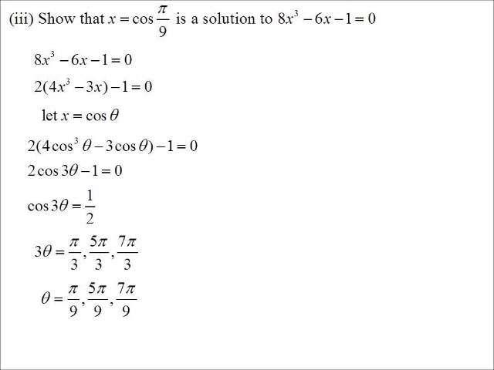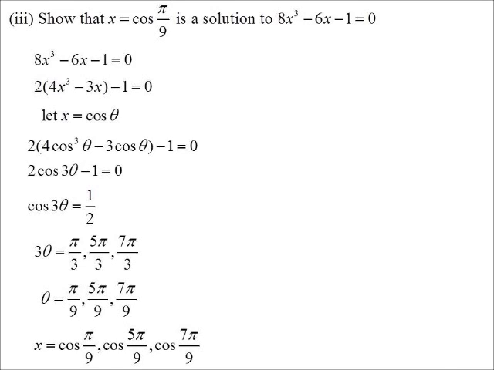So 3 theta will be pi/3. The next solution will be 5 pi/3. And the next solution, 7 pi/3. Now, why did I stop there? Well, the reason I stopped there is it's a cubic. And I know we're going to have no more than 3 solutions to a cubic. Remember, we saw that in polynomials. The order is 3, maximum of 3 solutions. So I only need 3, and they're 3 consecutive solutions. That's 3 theta. So divide by 3, I get pi/9, 5 pi/9, and 7 pi/9. But of course, the question wasn't find theta, it was find x.